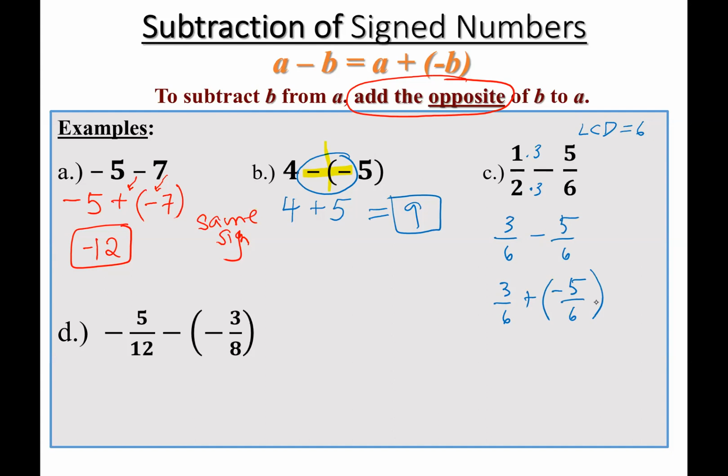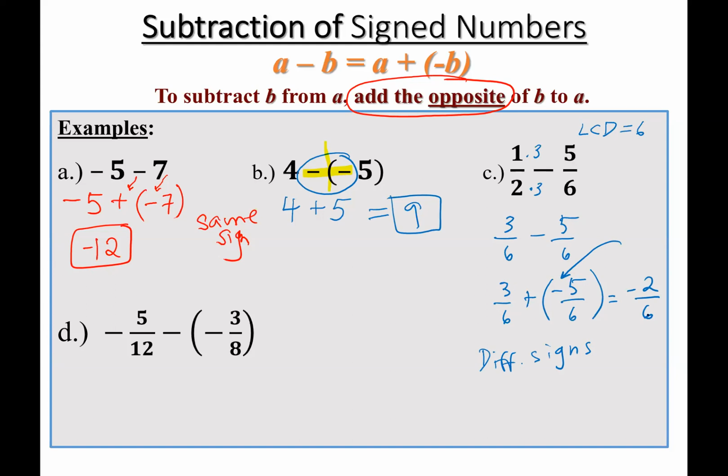Now for this one, I don't know if rewriting it like that really feels any easier. I almost prefer it written as just 3/6 minus 5/6. But either way is fine. At some point you need to realize that the 5 is negative while the 3 is positive. So these numbers have different signs, which means we're going to be subtracting and keeping the sign of the bigger number. If I subtract, 5 minus 3 is 2, but the bigger number is negative, so it's going to be negative 2. Putting it all together, 3/6 plus negative 5/6 is going to be negative 2/6.